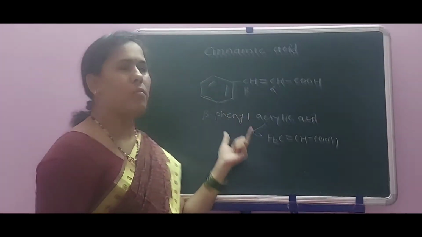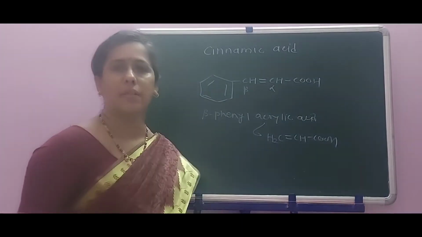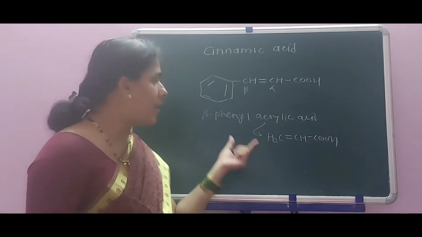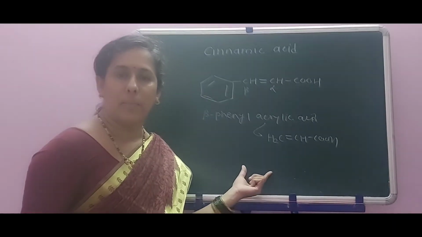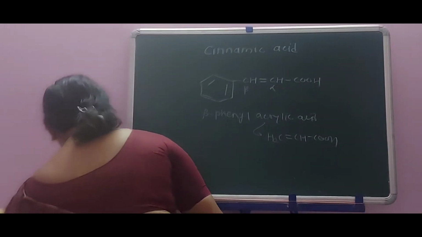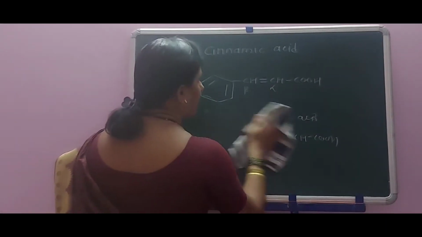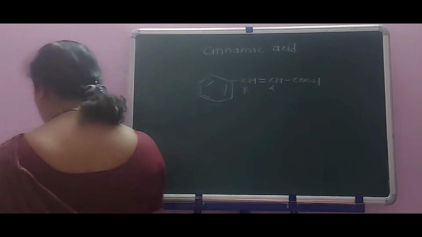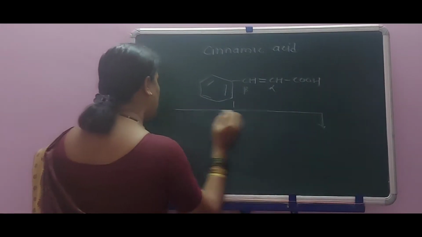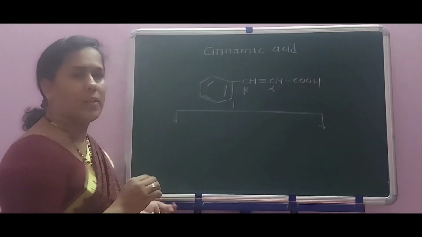Now one by one we will discuss here. First is the method of preparation. Second is the physical properties. Third is its chemical properties and its uses. So one by one let us start here. For cinnamic acid there are two methods of preparation. Which are these two methods?